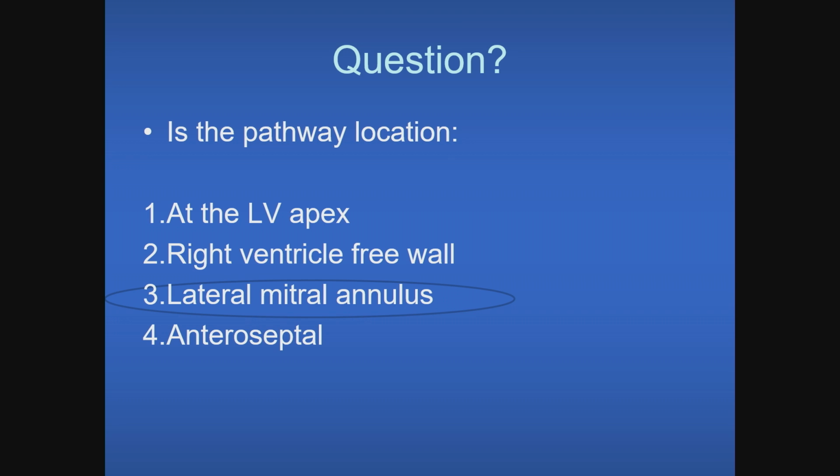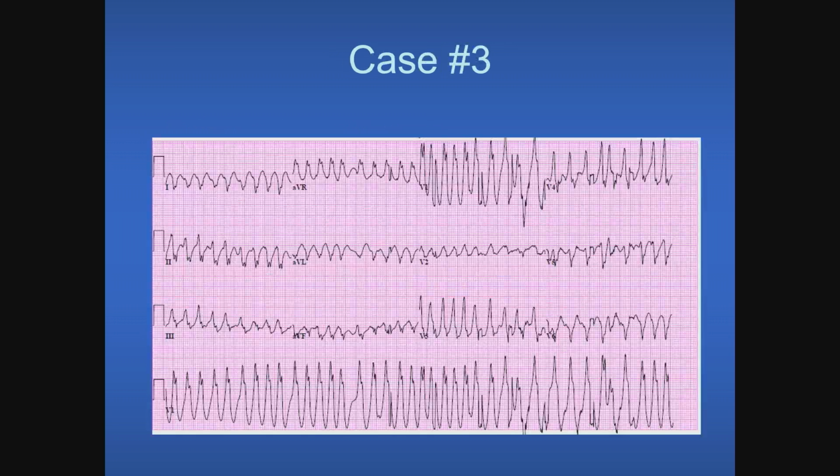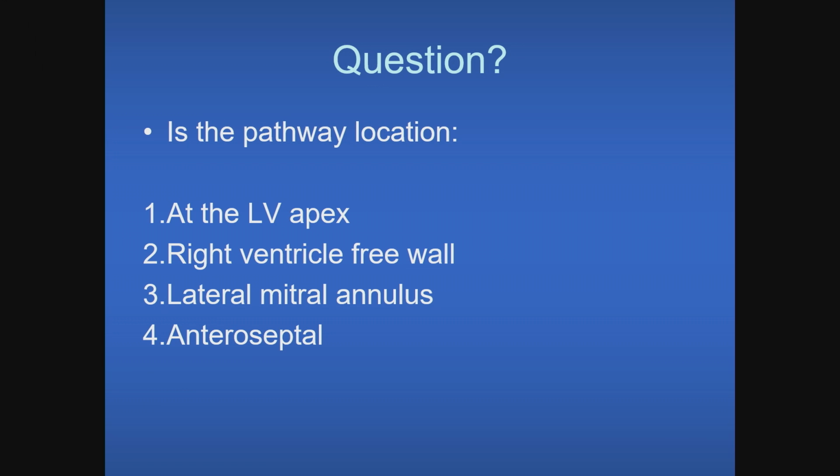The answer is the lateral mitral annulus. And that's because if we look here at lead AVL, we see that the deflections are negative. And we said that if the deflections are negative, then it's likely a left lateral pathway causing this tachycardia. So the pathway is a left lateral pathway, which is located at the lateral mitral annulus.